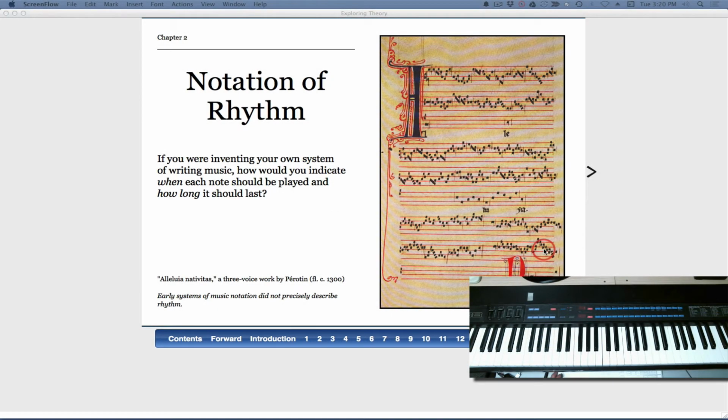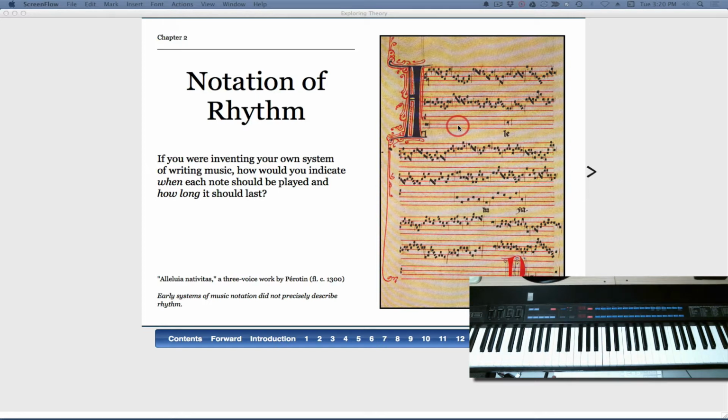Alright, this is a video for Chapter 2 in Music Fundamentals, and we're going to talk about rhythm. Rhythm is the other aspect of music. We've talked about pitch and how to notate it, where to put the pitches on the staff. Now we're going to talk about rhythm.